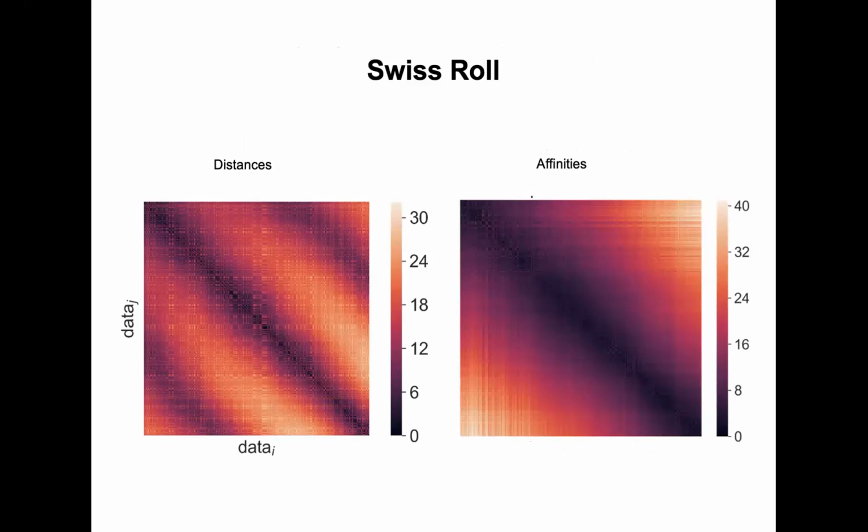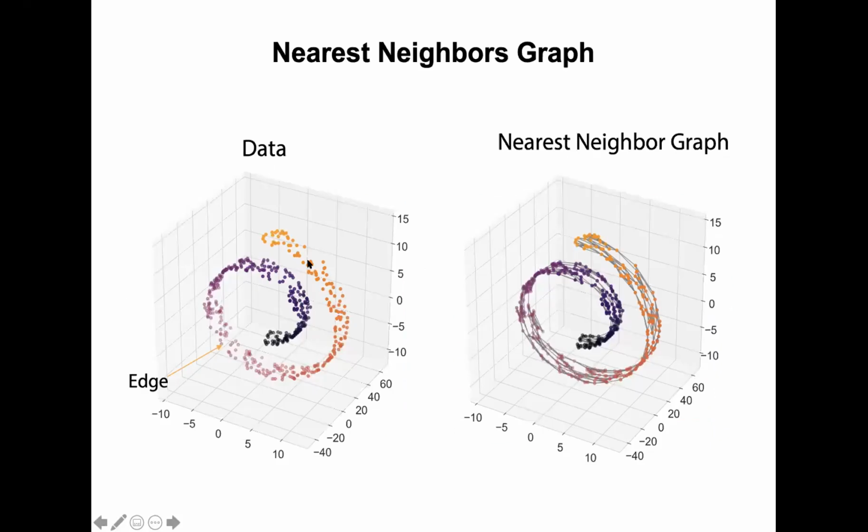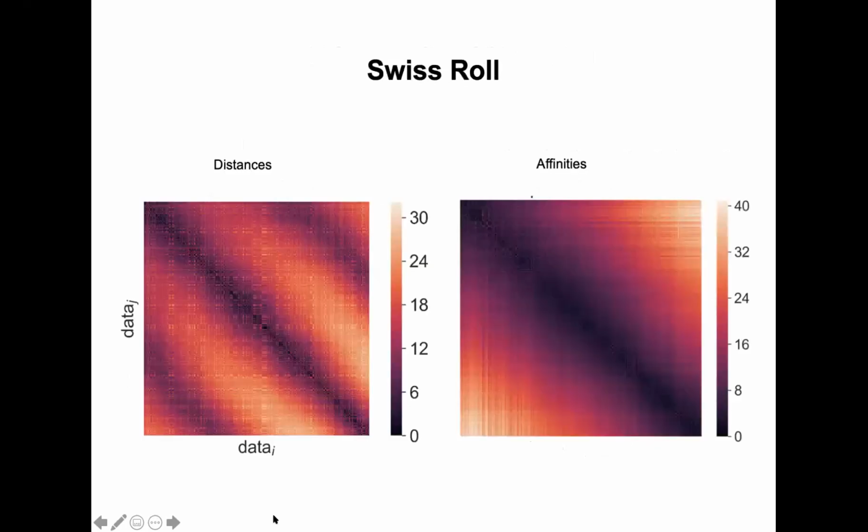Here's the example I was showing you. This is the distance matrix, and it has these 3 bands. The reason it has 3 bands is that things are somewhat close to points on the other band, as the roll is coming back across. So things on this arm are somewhat close to things on this arm. That's what's creating this side band here.